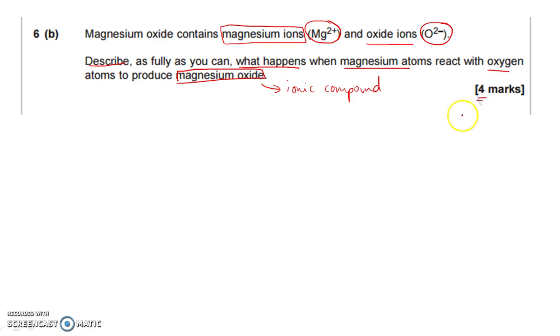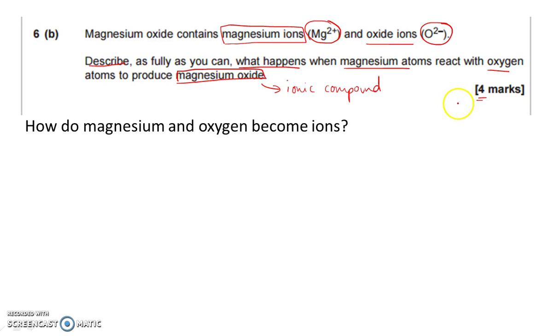Now it's worth 4 marks. So let's try and break the question down into where you might possibly pick up the marks. How did magnesium and oxygen become ions? They've talked about the ions here, so they want you to talk about how they become ions, because we know that atoms, when they form an ionic compound, become ions. What happens to the electrons? We know electrons are really important with ions, so where did the electrons go from and to?